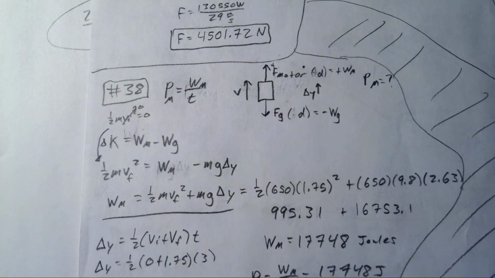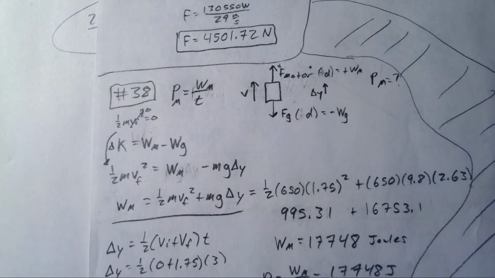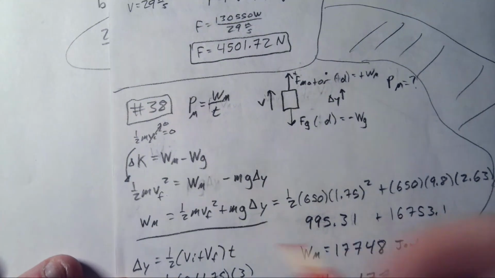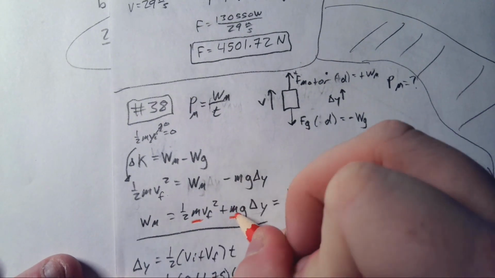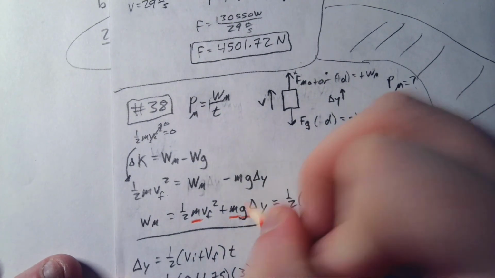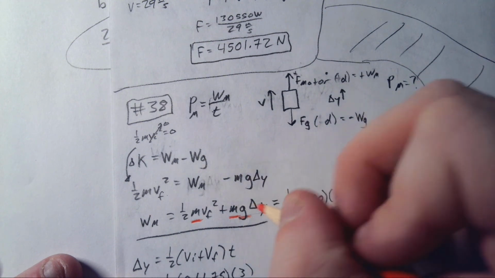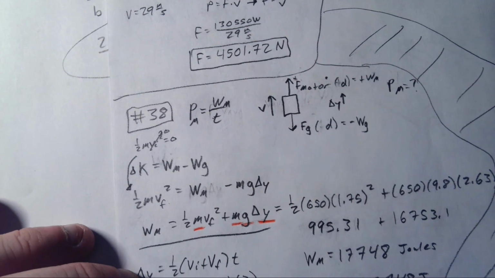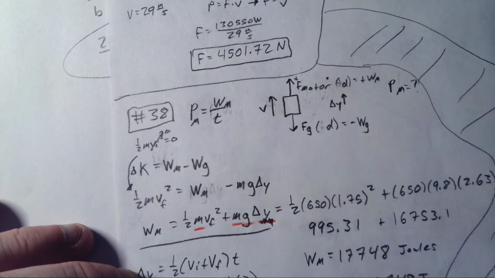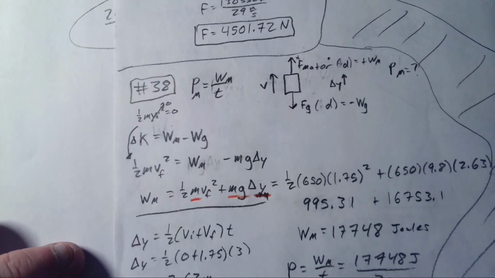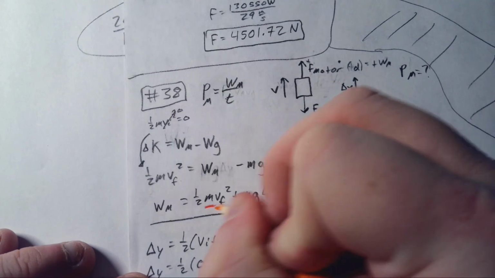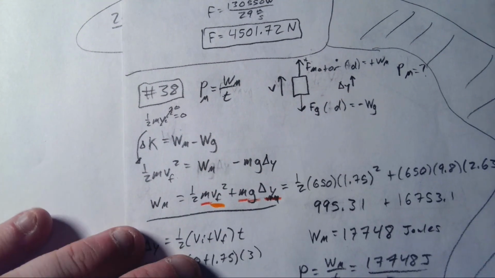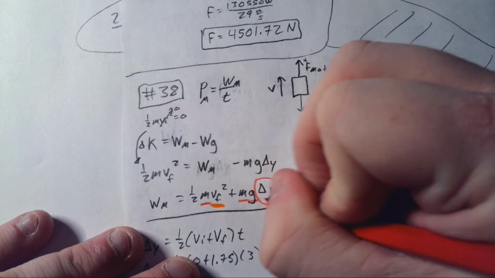So let's look at what we know in this problem. That's always helpful. We know the mass of the elevator. They tell us that. We know gravity. We do not know delta y, but we do know the speed. They tell us the speed here. So the only thing that we do not know here is delta y.